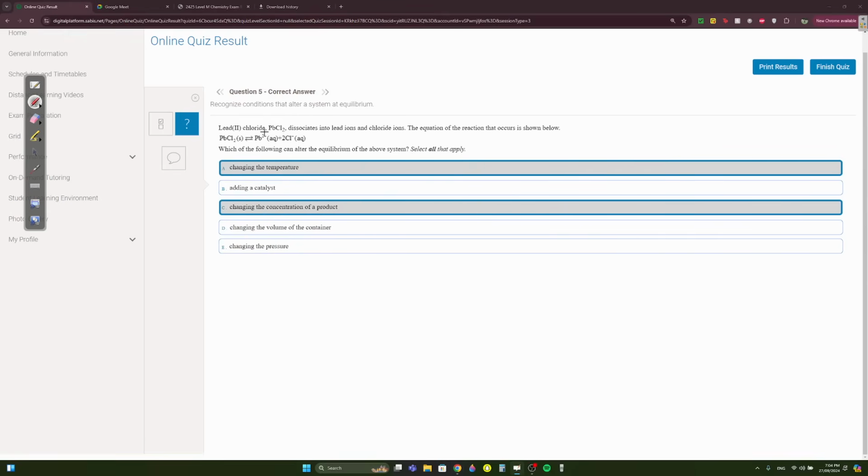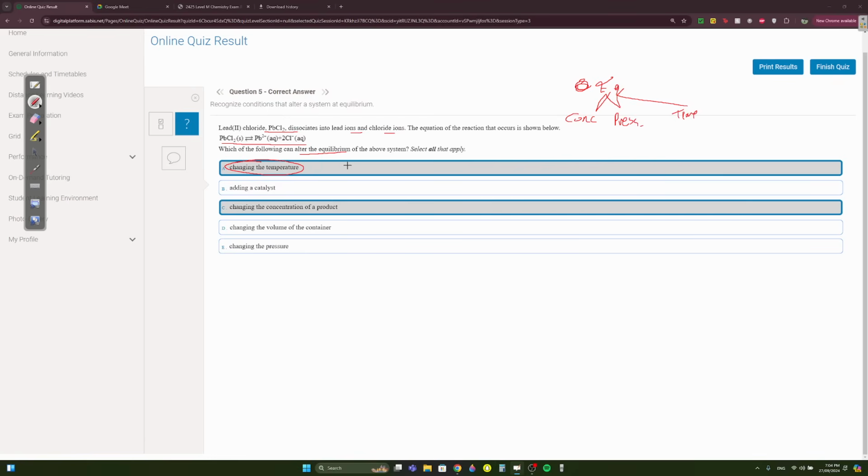Question 5. Lead chloride PbCl2 dissociates, and the equation is shown below. Which of the following will alter the equilibrium? If we change temperature... the three things that can change equilibrium are, first, concentration, second, pressure, and third, temperature.